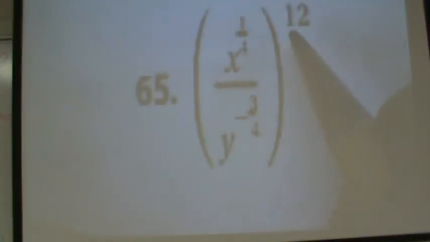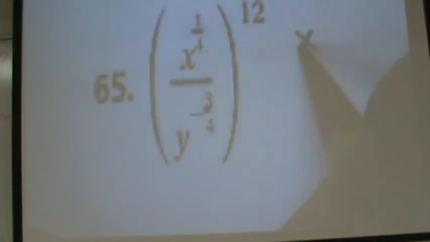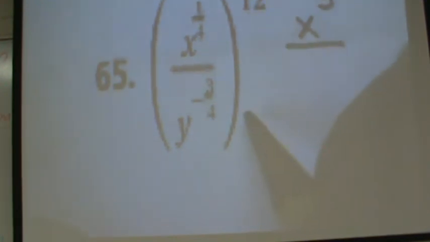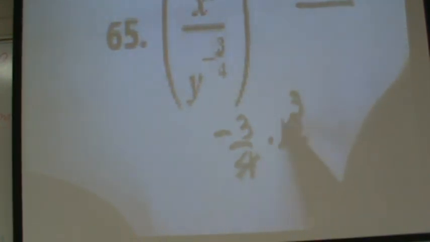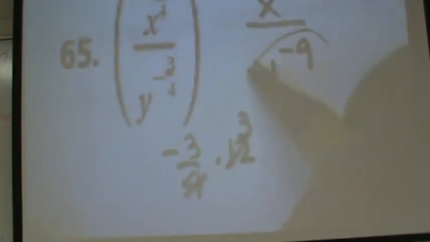And 65. This one I would distribute the negative, or multiply 1/4 times 12. 1/4 times 12 is 3. And this is a negative, this looks like -3/4, so you're going to multiply that by 12. 4 goes into 12 3 times, so this is going to be y to the -9th down here, which means this is going to come up here and make this x to the 3rd, y to the 9th.